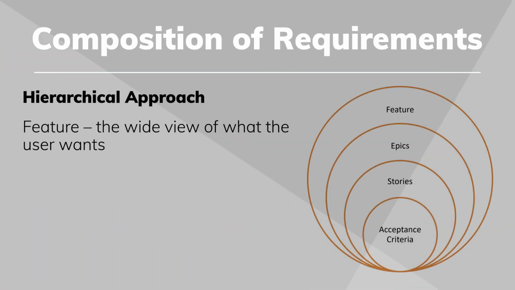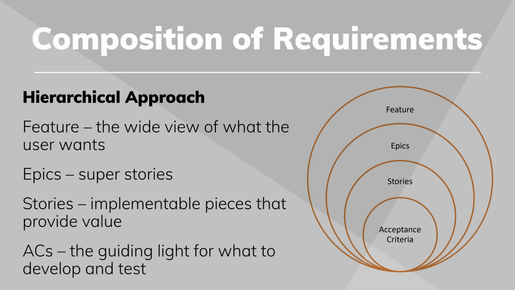Requirements. So to me, the easiest way to conceive of requirements is with a hierarchical approach. And this starts with a feature, which is the wide view of what the user wants, which breaks into epics, which are basically super stories. And then stories are broken out of the epics. And those are little implementable pieces that provide value to the user. And they need to be implementable within a sprint. Now, a sprint is 2 or 3 weeks, so it's pretty short.